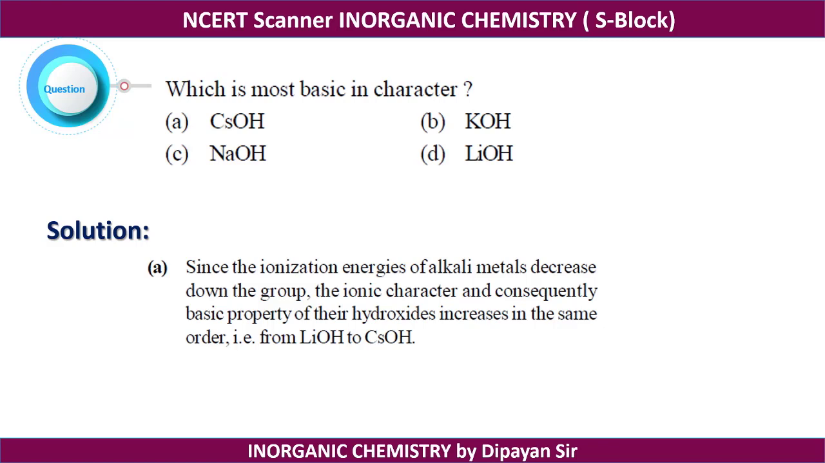We can explain this in two ways. By periodic properties, because down the group metallic character will increase, and if we compare the metallic character, cesium will have the most metallic character among lithium, sodium, potassium and cesium, so its hydroxide will be the most basic. And we can compare this by hard soft acid base theory also.